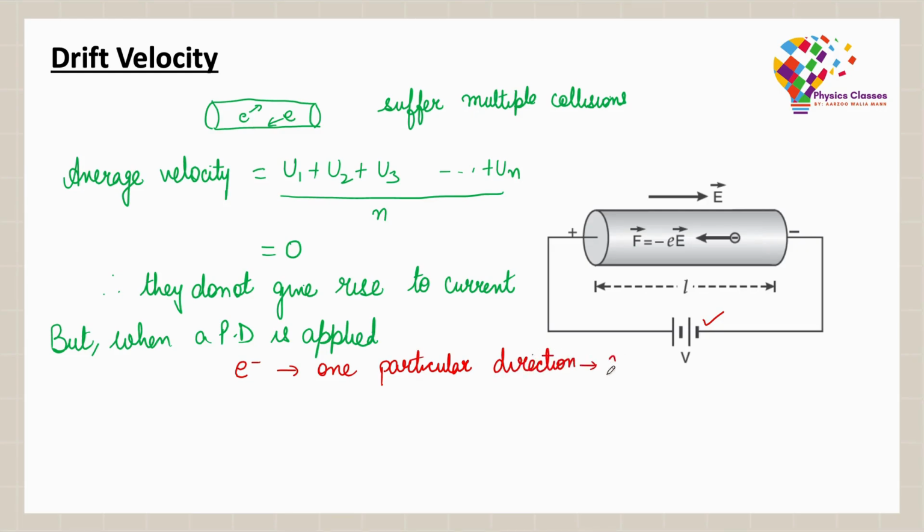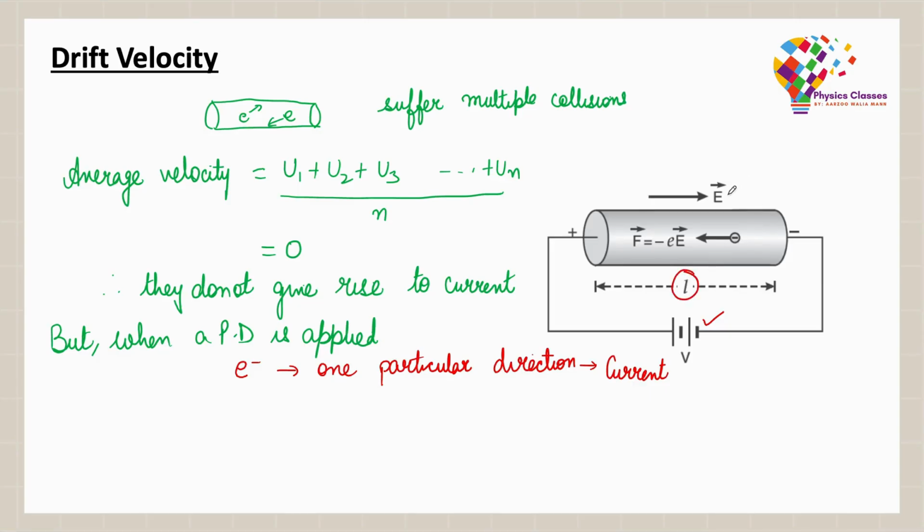So that means without a potential difference, although my electrons were moving, because they were moving randomly, it did not give us any current. But when we applied a potential difference, the electrons started to move in one particular direction, and that is why we got a current.